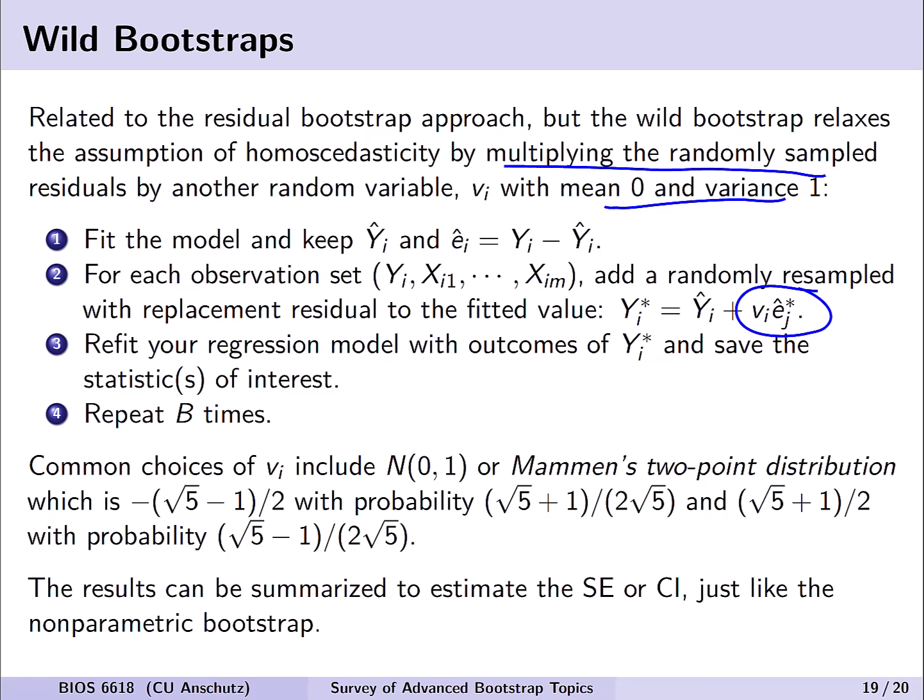There's lots of choices you can use for v i, but common ones include a normal distribution with mean 0, variance 1, or something known as Mammen's two-point distribution, which essentially samples from two different points with about a 70 to 30 split probability and has some interesting properties. But once again, when all this is said and done, the results can be summarized to estimate your standard error and confidence interval, just like the nonparametric bootstrap. And this may help to better reflect, especially if we have issues, like we mentioned at the top here, with the assumption of homoscedasticity in our regression model, with actually fitting this bootstrap and estimating our parameters more accurately.